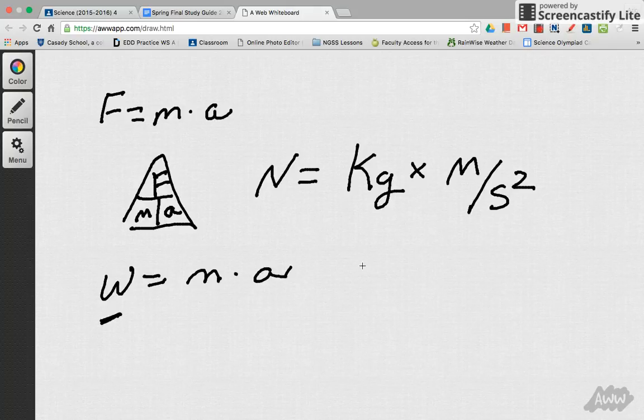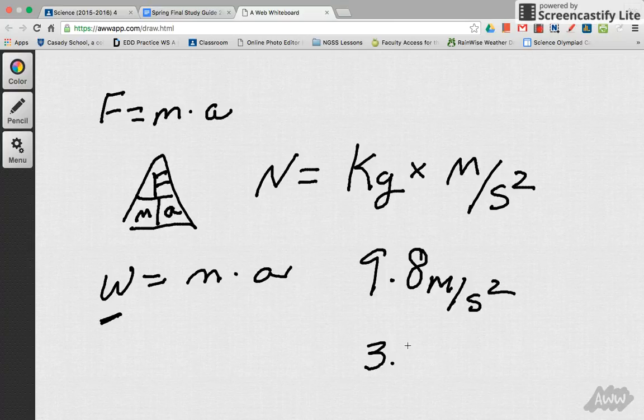Remember that on Earth, the acceleration due to gravity is 9.8 meters per second squared. For something like Mars, we found that it was 3.72 meters per second squared. So you're going to have less weight on Mars because you have less acceleration that you're multiplying your mass by.